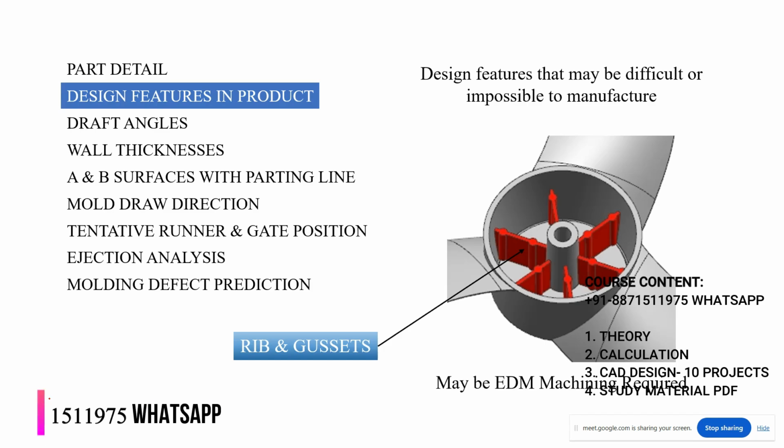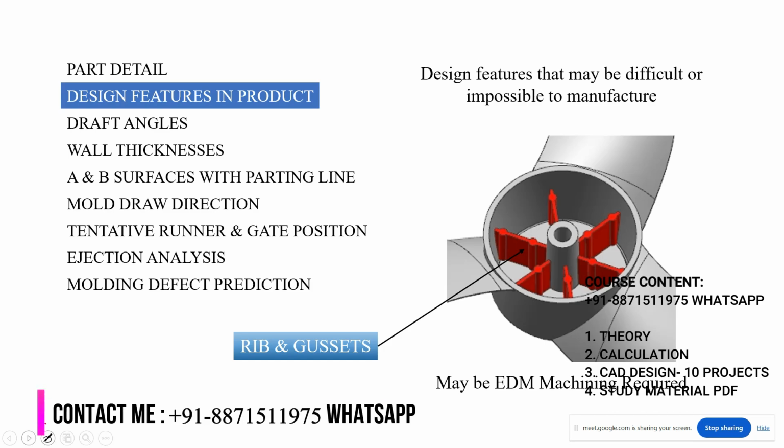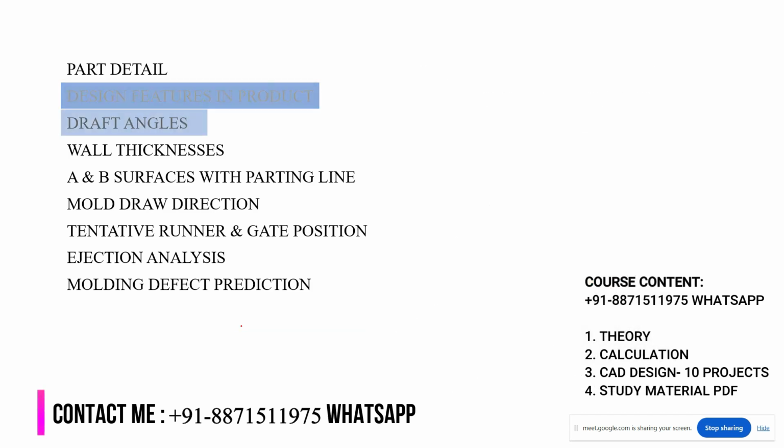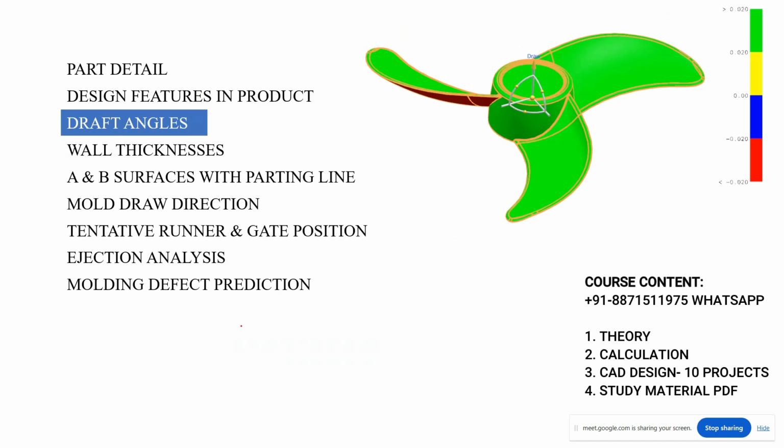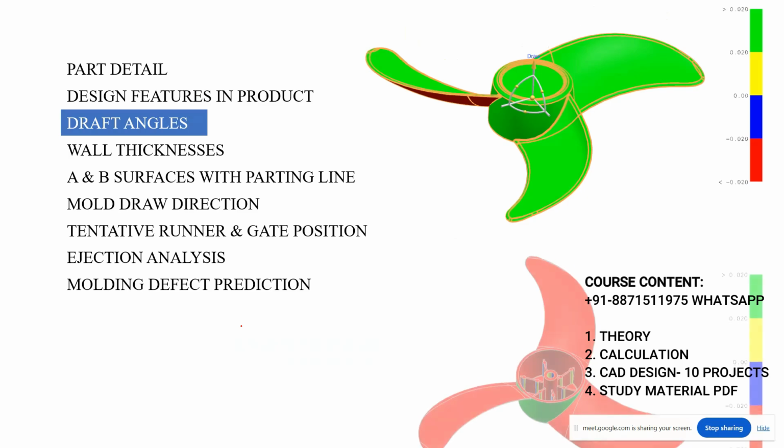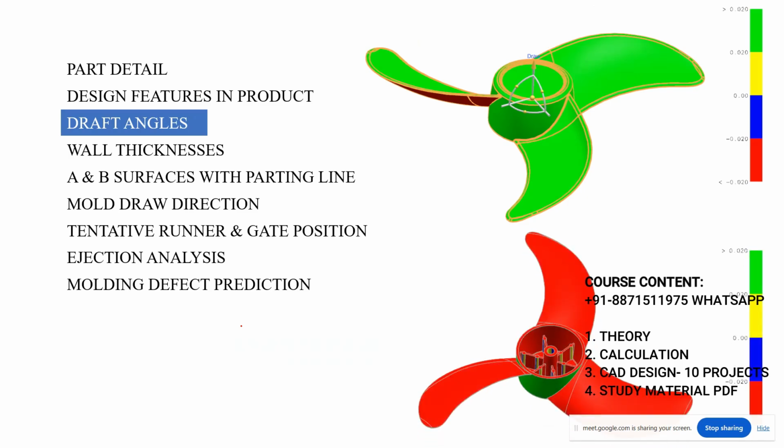And sometimes, as I told you, right? Okay. So draft angle. What does it show? See, for example, this is the draft angle, right? And the green portion shows the positive angle, and the red portion is showing the negative angle. So basically, what does it show here?